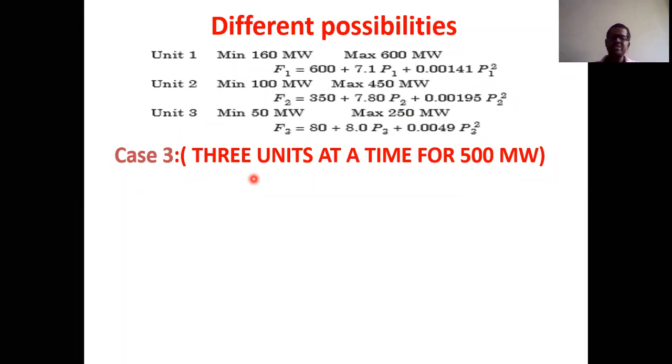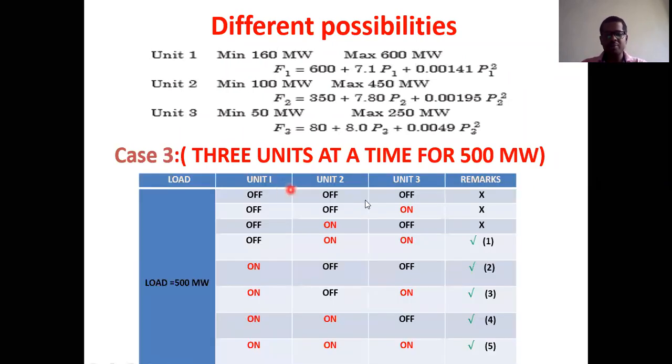Out of those 8 combinations, I already told you that the first condition is useless because all generators are in shutdown mode. So in order to meet this 500 megawatts, let's see how many possible combinations there are. Totally 8 possible combinations, and the first one is all zeros. No need to consider this condition because your load is 500 megawatts. When you put all the generators in off condition, it is useless, so no need to consider that case.